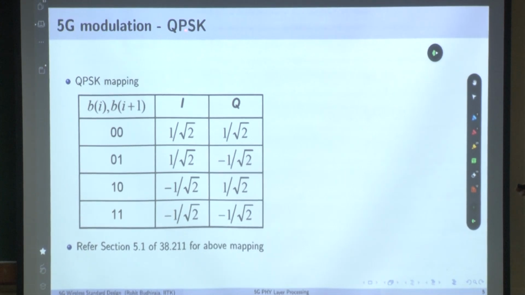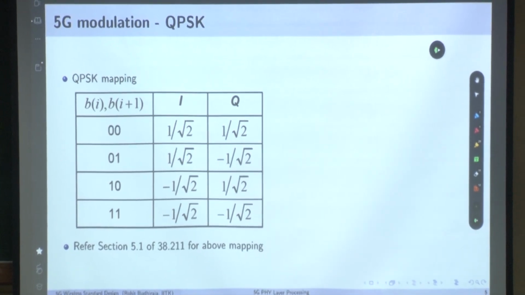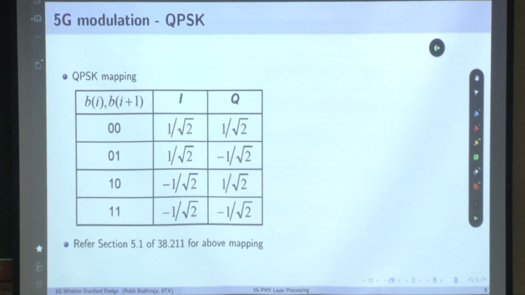Now we are looking at 5G QPSK modulation first, and this is the table, this is how it is specified in the standard. All these modulation schemes are complex, which essentially means there is a real axis and an imaginary axis. In communication systems these are typically represented as I and Q. I is called the in-phase component and Q is called the quadrature component. What is this mapping? You take 2 bits and map them to one point on this complex plane.